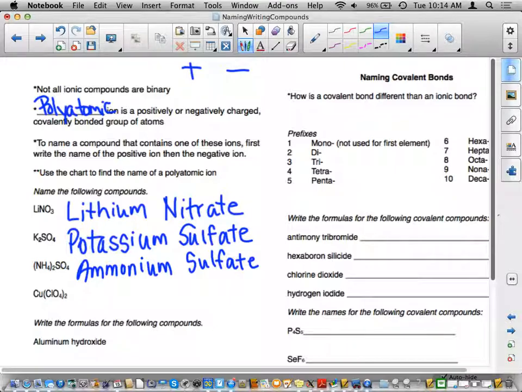All right, the last example, my first element, Cu, is copper. Now, copper, if you remember, is one of the elements found in our transition section. So it needs a Roman numeral. I'm going to leave a blank there for the Roman numeral. ClO4, I'm going to find that on my list. ClO4 is perchlorate.